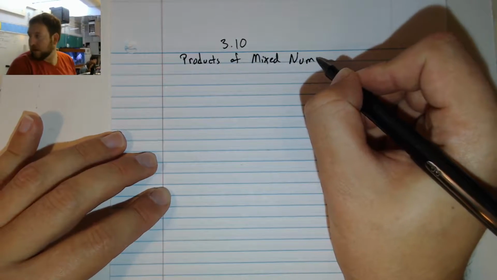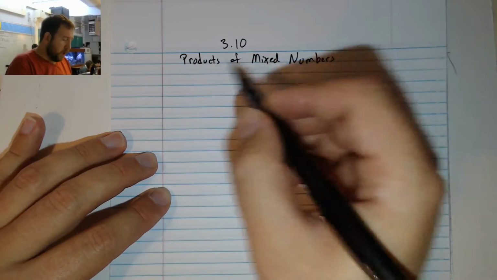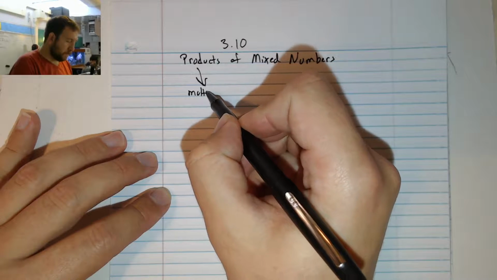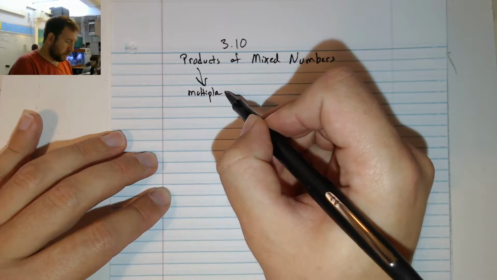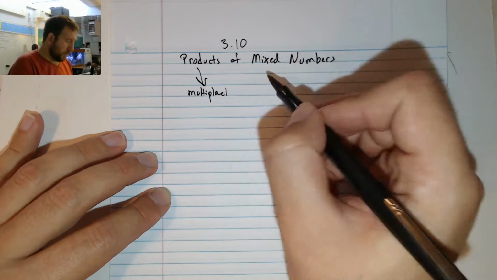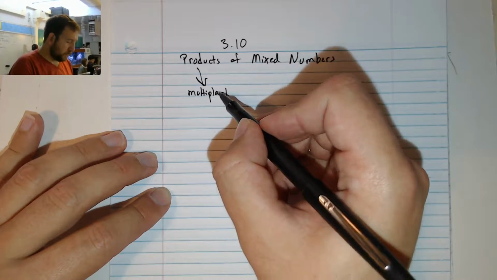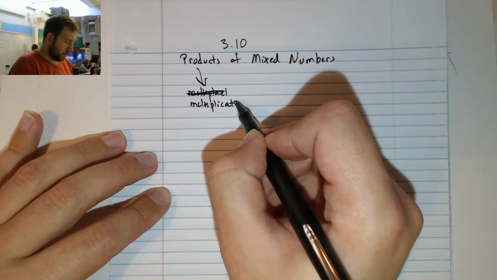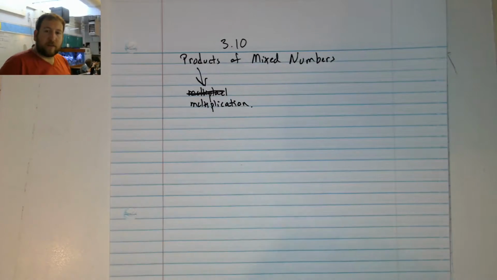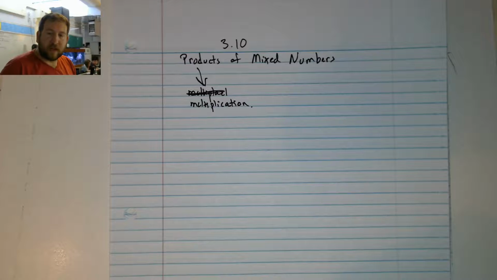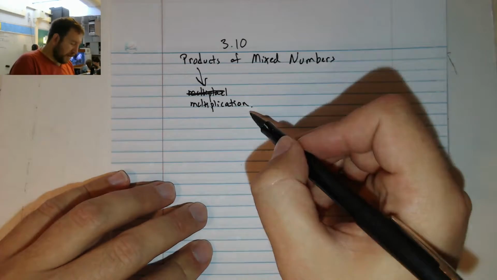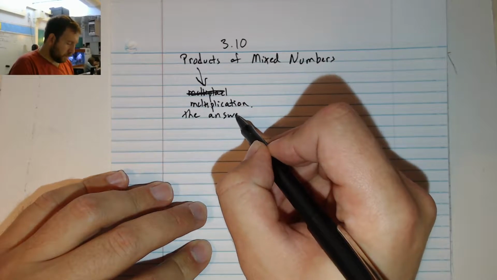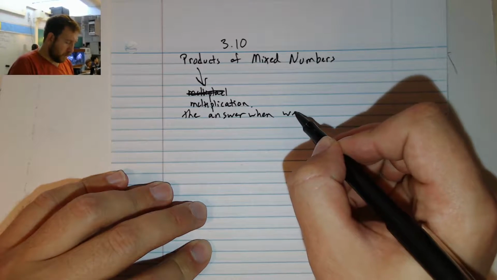Now, if you will recall, this word products should immediately make you think of multiplication. If I can spell multiplication correctly, I'm going to start over. That was terrible. Because the products are what we get when we multiply. So that's the answer when we multiply.